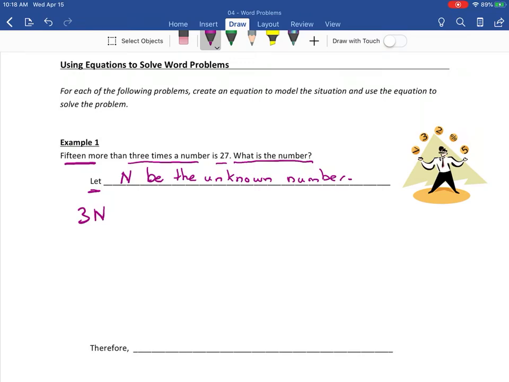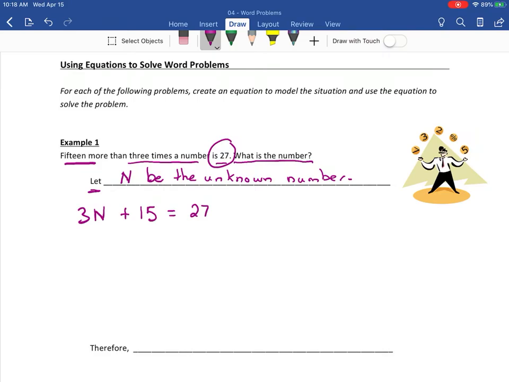Next, they said we want 15 more than that. So 3 times the number, and we want 15 more, so I go plus 15. That's now 3 times the number plus 15. And they said that's all got to come out to 27. So 3n + 15 = 27. That's a fairly simple example to walk through, and maybe the equation popped into your head when you first saw it, but I'm trying to give you weapons to handle tougher situations.